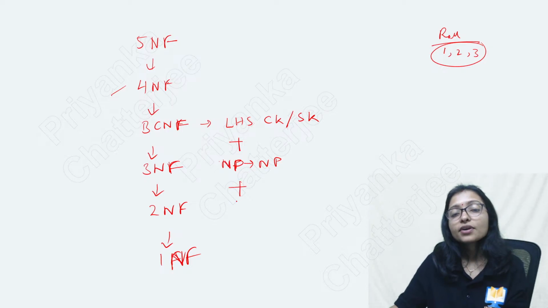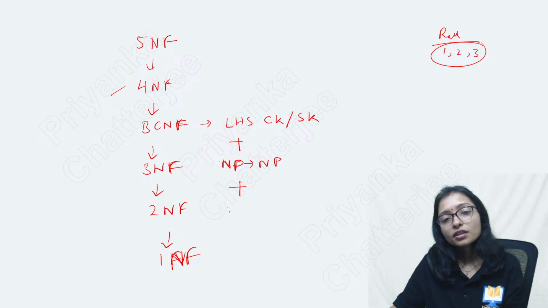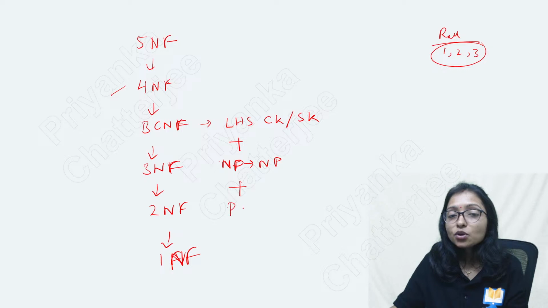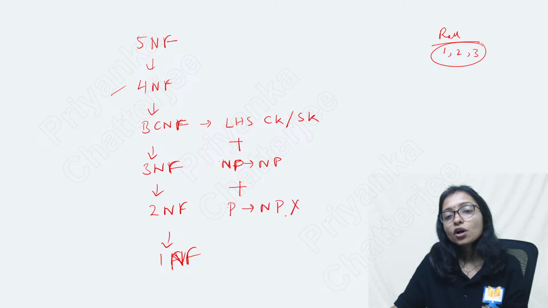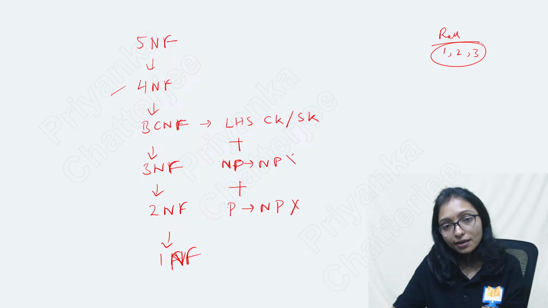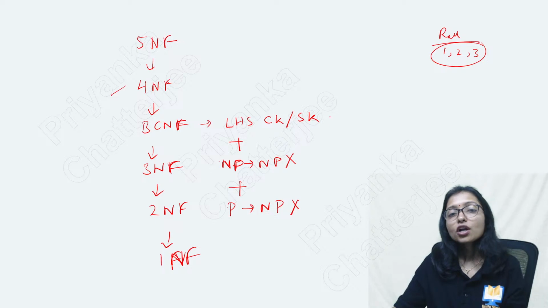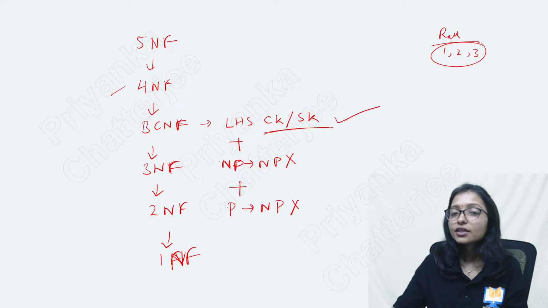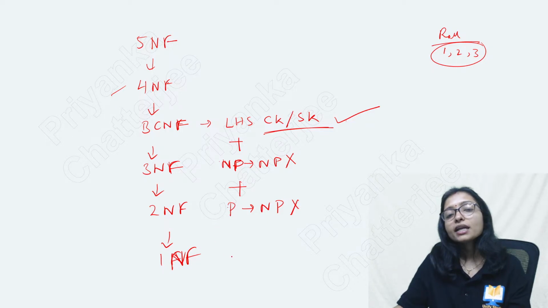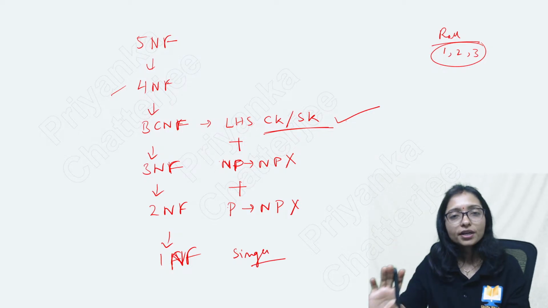Now in 2NF, another constraint is there, that is prime to non-prime is not allowed. Here non-prime to non-prime is also not allowed. Any of these are not allowed, and only candidate key, left hand side should be candidate key or super key. This is only allowed, other than that nothing is allowed. And 1NF means there is always a key, always a single value, and there should not be any duplicate.